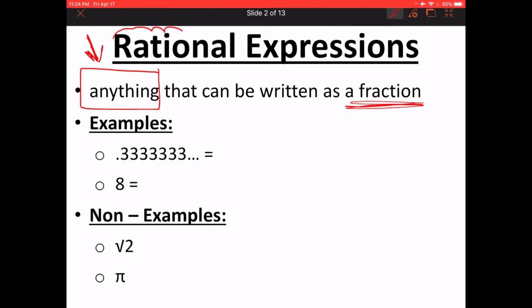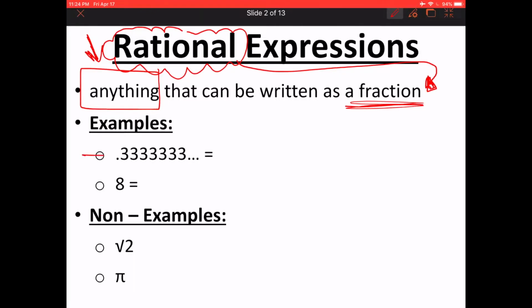So when you see this word rational, and this is going to show up all over the place as you go through high school math and into college, you'll see it on the SAT. That word rational, just think of it as synonymous with fraction. Okay? It's a fancy math word, but just in your mind, associate that with fraction. Rational just means a fraction. So a rational expression is anything that can be written as a fraction.